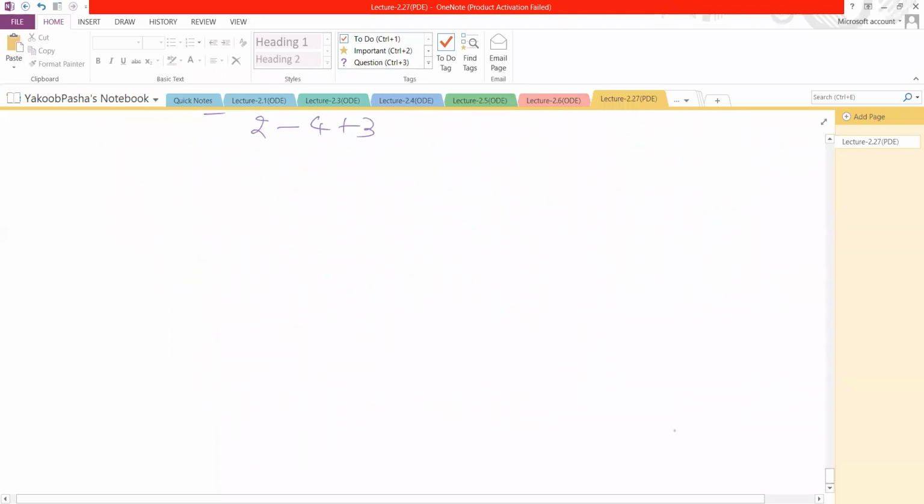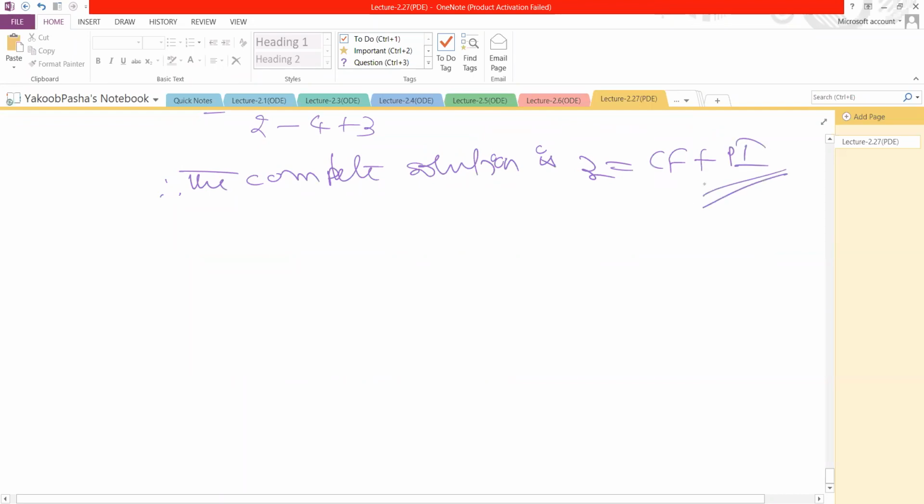Therefore the complete solution is z is equal to complementary function plus particular integral. You write the complementary function value as well as the particular integral.